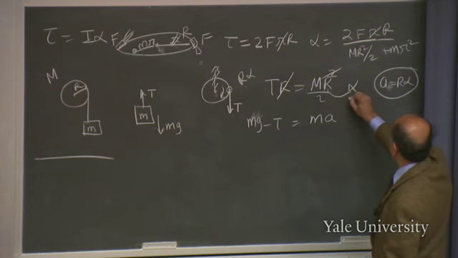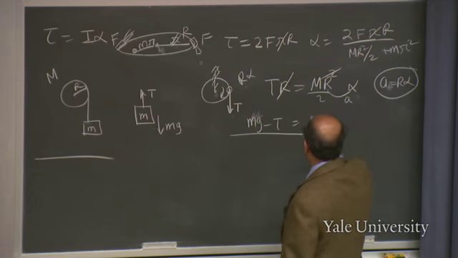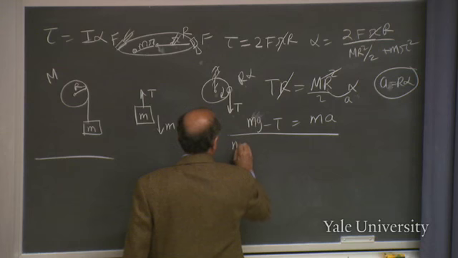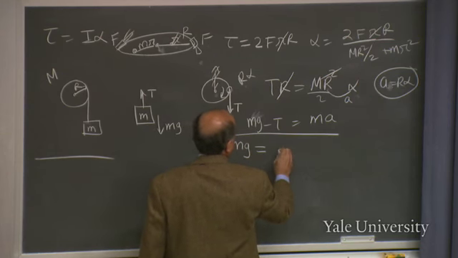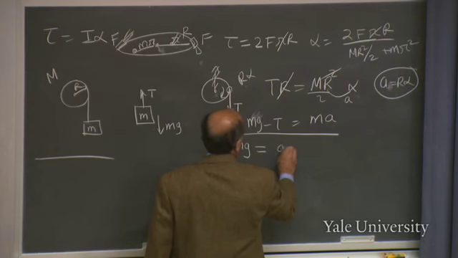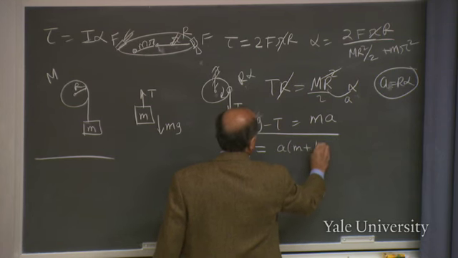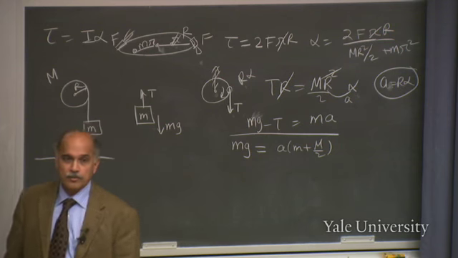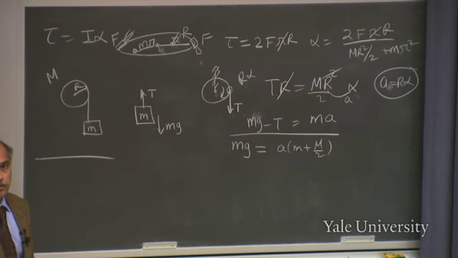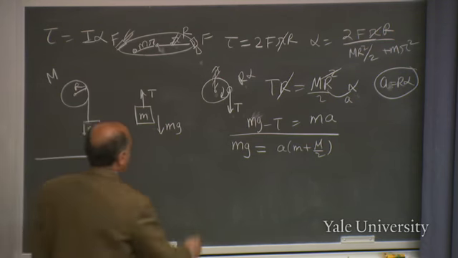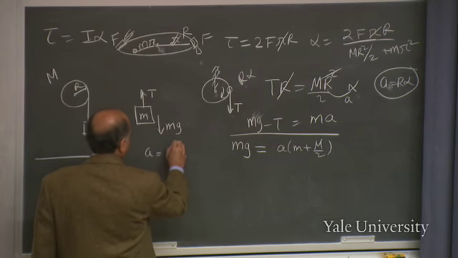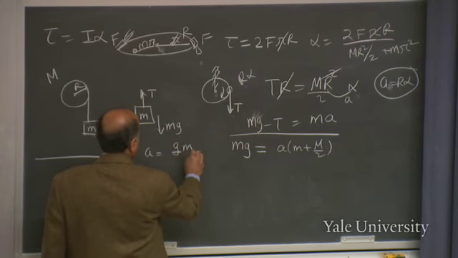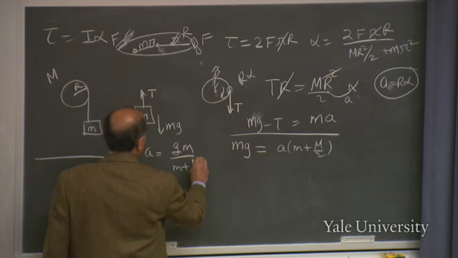So if you do that, you can see that this R times alpha is just A. This combination becomes A. Now I'm ready to add these two equations. Minus T and plus T cancel, giving me mg equals A times m plus m over 2. So we can get the acceleration. The acceleration is g m divided by m plus m over 2.